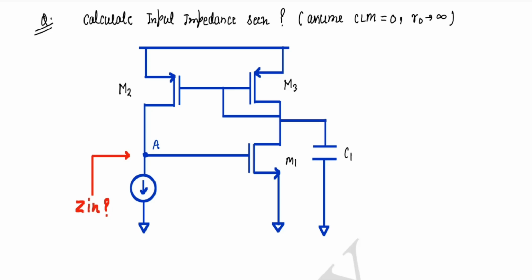Hello everyone. In this video we will calculate the input impedance seen from this node A. They have given that channel length modulation is 0, so the output impedance of each transistor will be infinite. Okay, so let's solve this question.